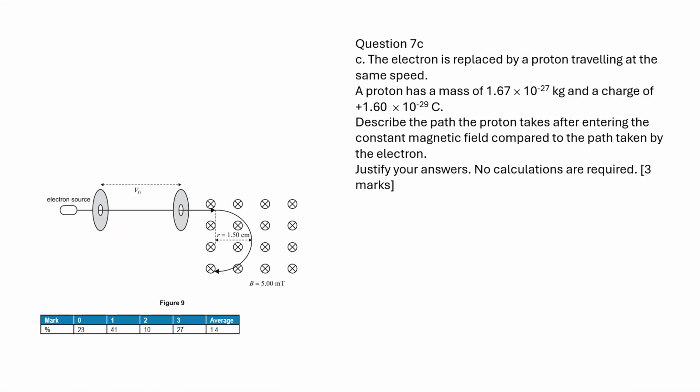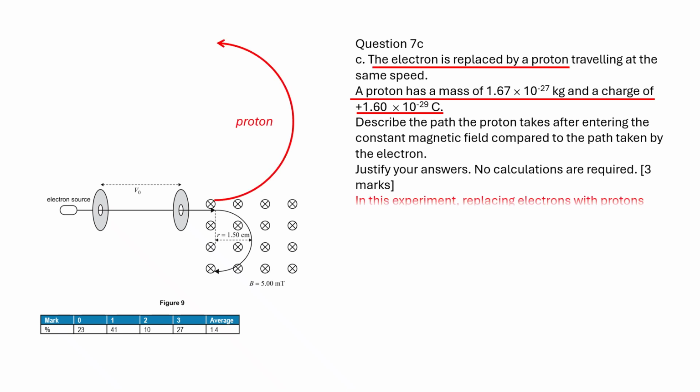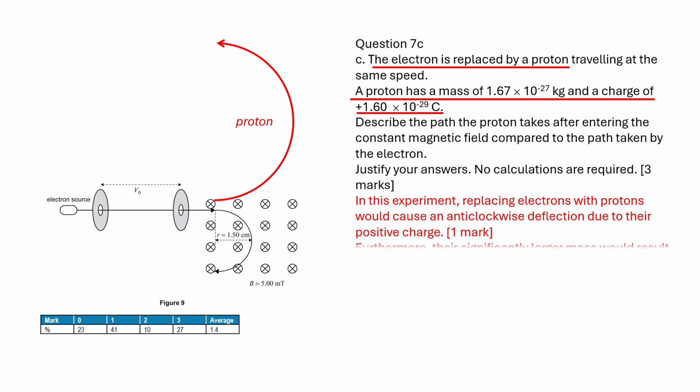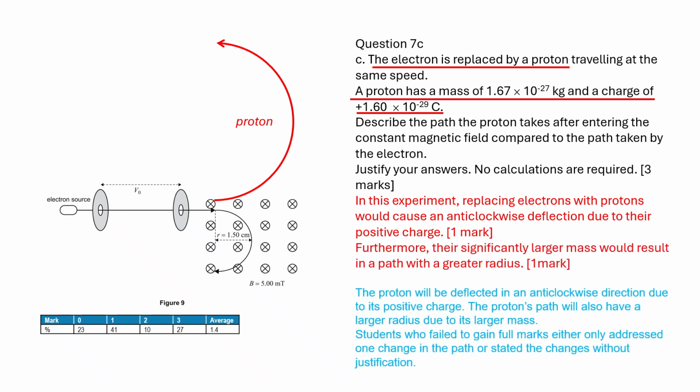While an electron and proton share the same charge magnitude, the proton is positively charged and much more massive. In this experiment, replacing electrons with protons would cause an anticlockwise deflection due to their positive charge. Furthermore, their significantly larger mass would result in a path with a greater radius.